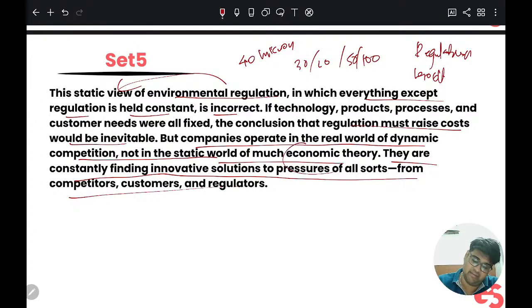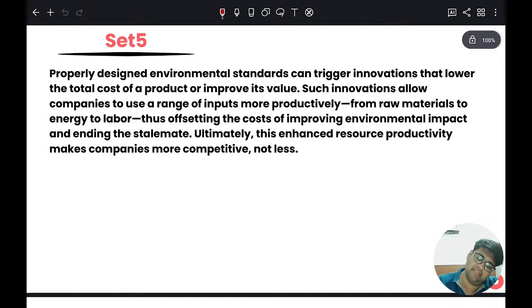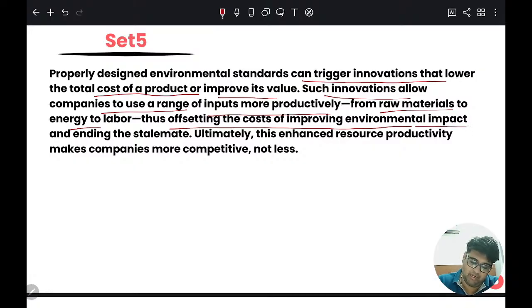Now the companies are running at a very dynamic pace. They are changing every day. They are advancing, so they're finding innovative solutions from competitors, customers, and regulators to all the problems. Properly designed environmental standards can trigger innovations that lower the cost of a product or improve its value. Such innovations allow companies to use a range of inputs more productively, from raw materials to energy to labor, thus offsetting the cost of improving environmental impact and ending the stalemate.